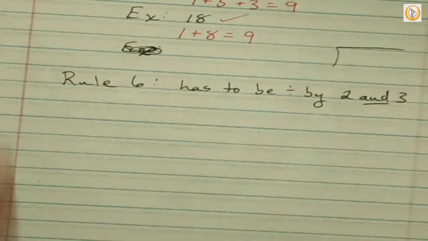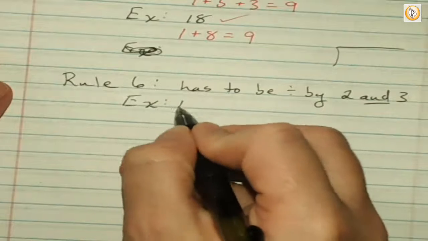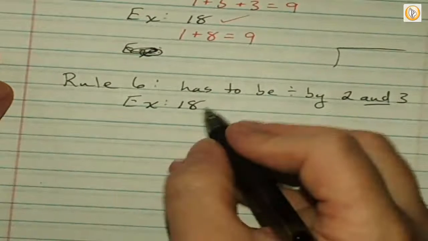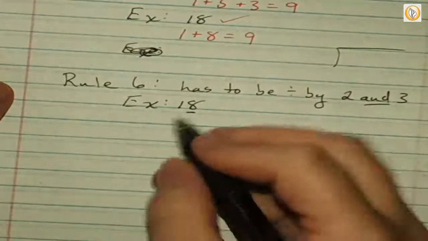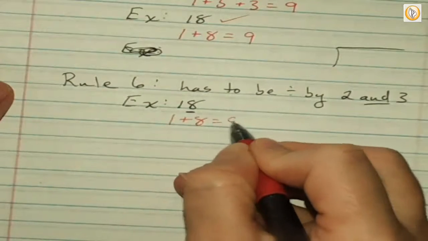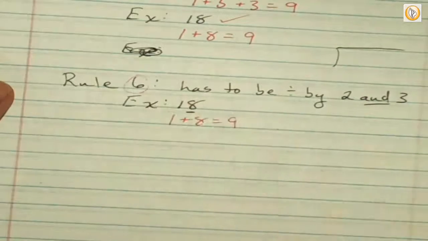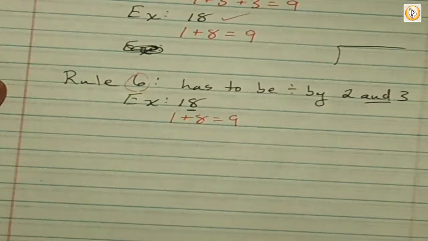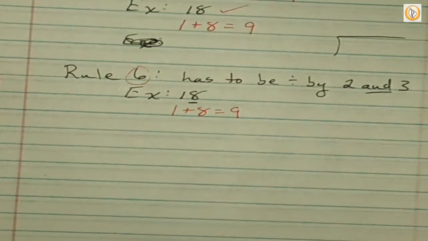Isn't that interesting? Like, for example, 18. Is 18 divisible by 2? Yeah, because it's even, right? Well, what's 1 plus 8? So is it also divisible by 3? Yes. So then it is divisible by 6. Cool. Now, again, this is helpful, but it's okay if you don't remember. Any questions?